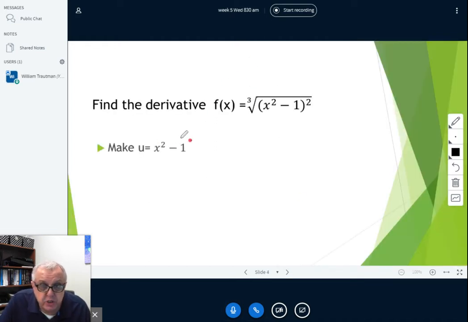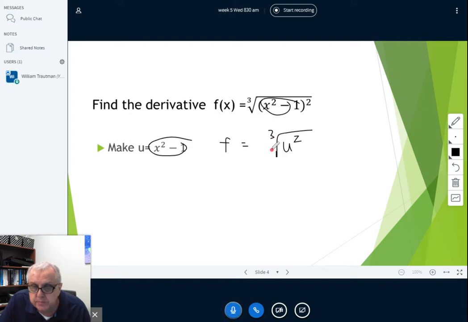Look, let's make u the x squared minus 1, this stuff in here. So if I rewrite this function, I have u squared inside the third root. You see, this is u. We said u is x squared minus 1. Another way of writing this function, a little simpler, is u to the second power and third root. You can put it in exponential form.